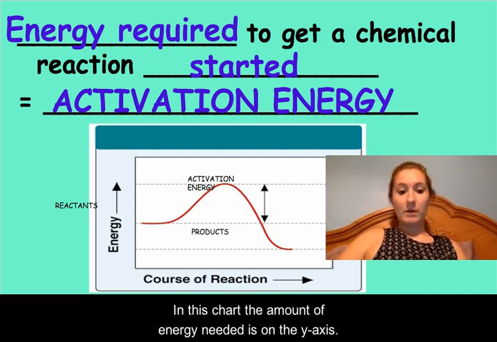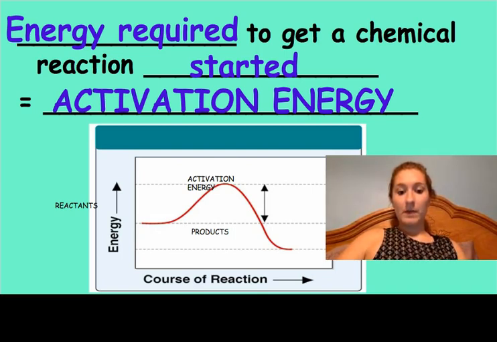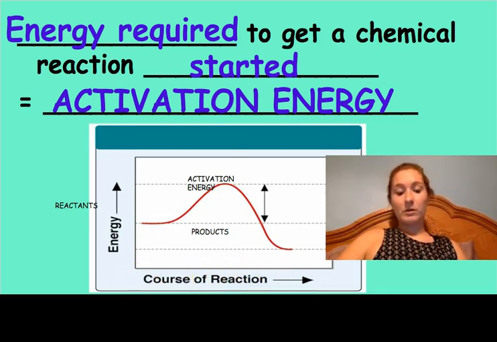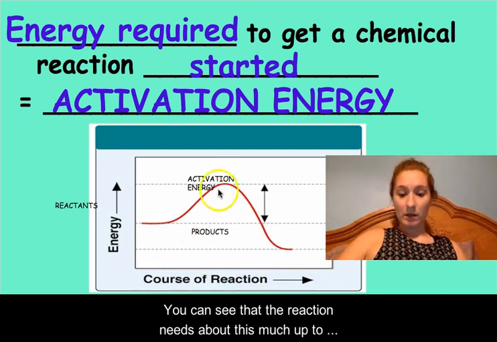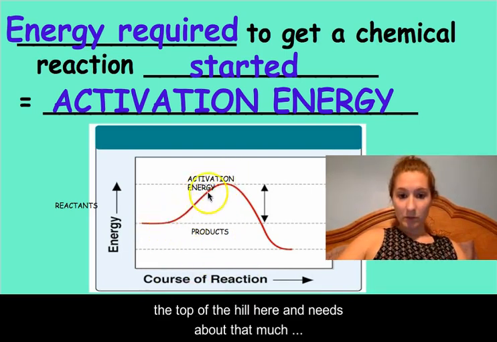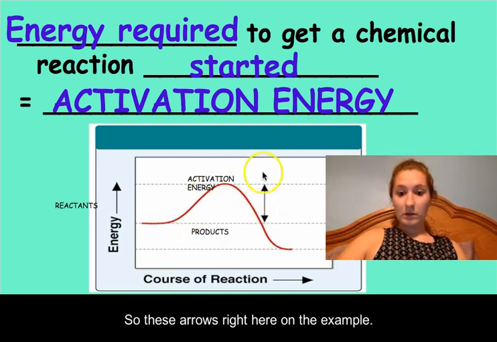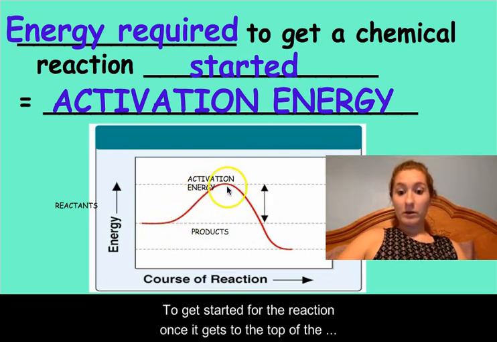In this chart, the amount of energy needed is on the y-axis, and then the time it takes for the reaction to occur is on the x-axis. You can see that the reaction needs about this much up to the top of the hill here. It needs about that much activation energy. So these arrows right here are the example to get started for the reaction.